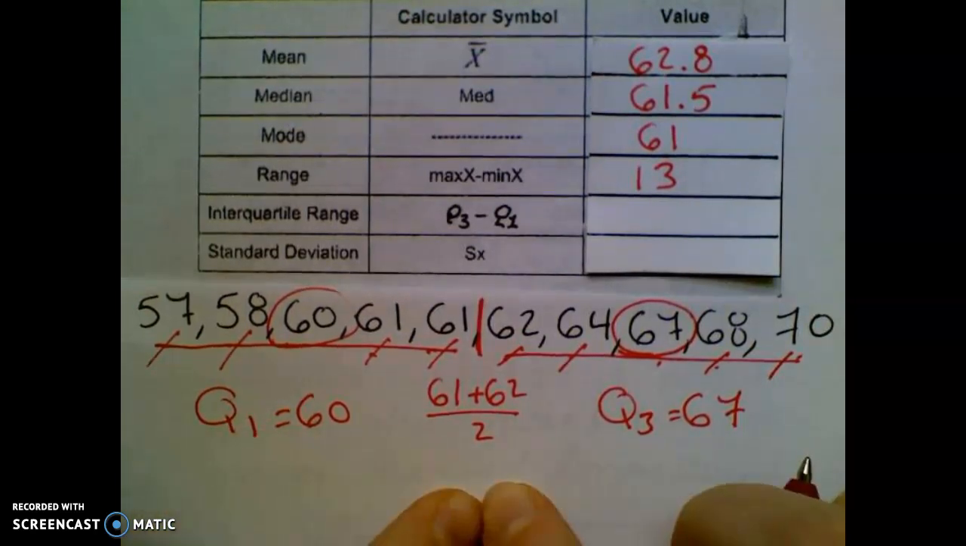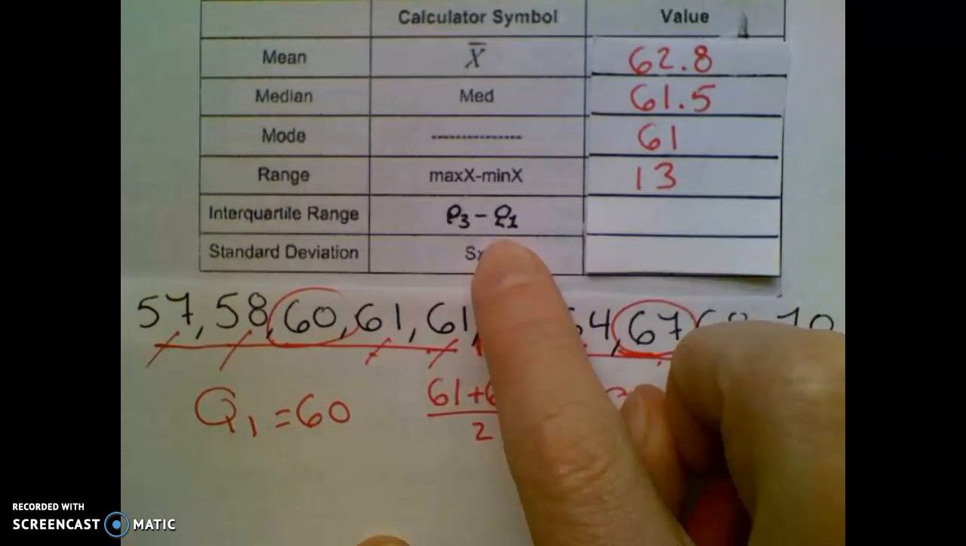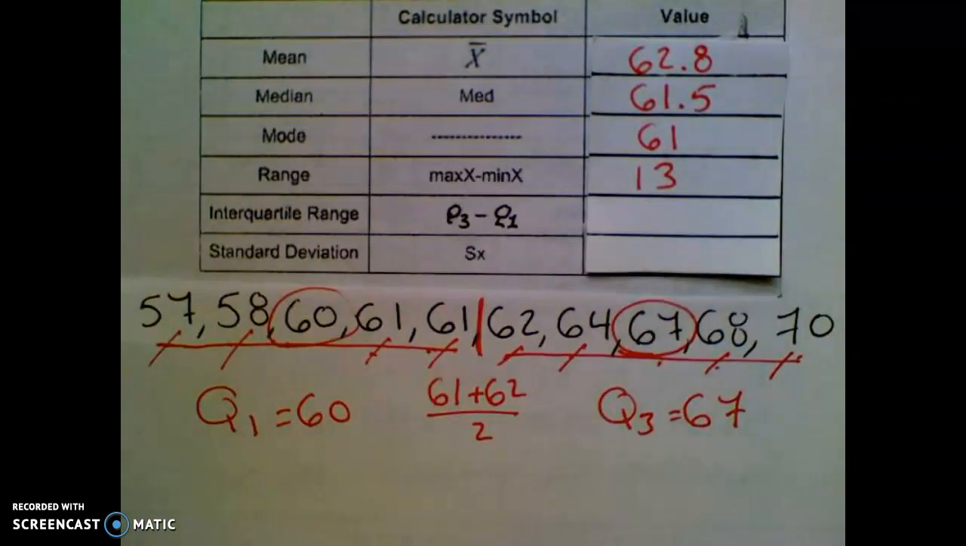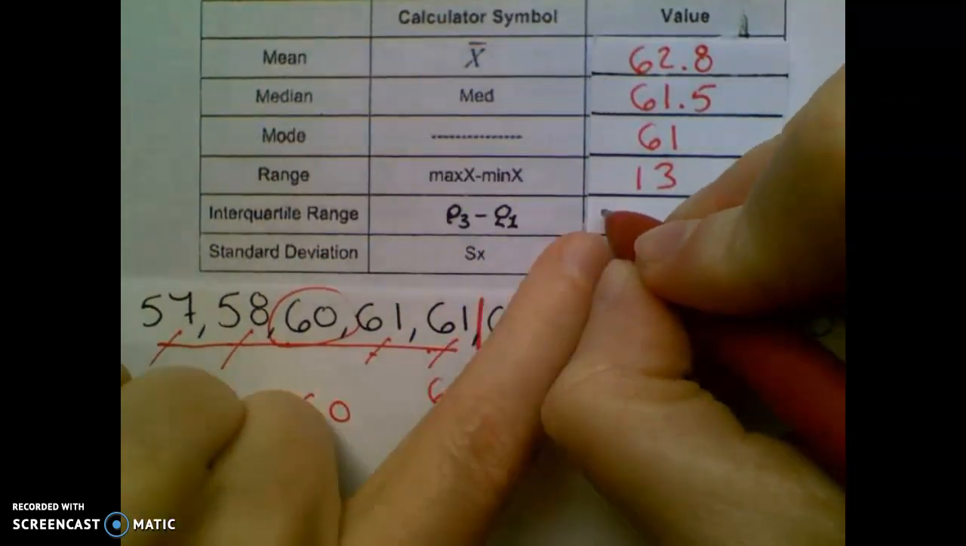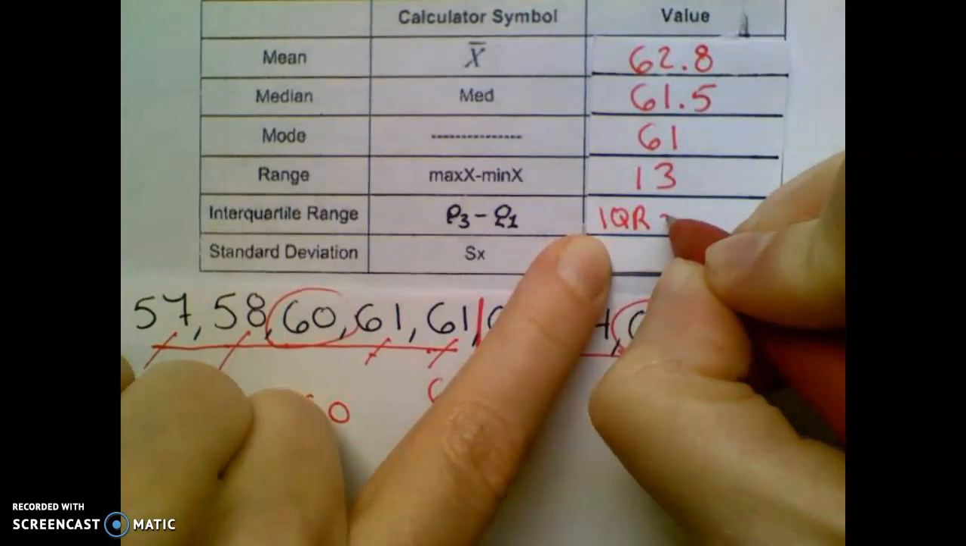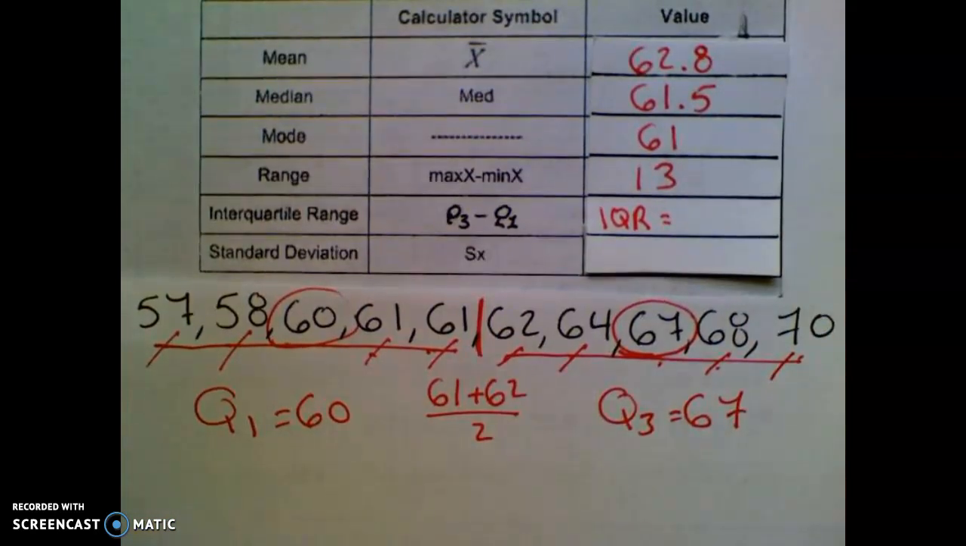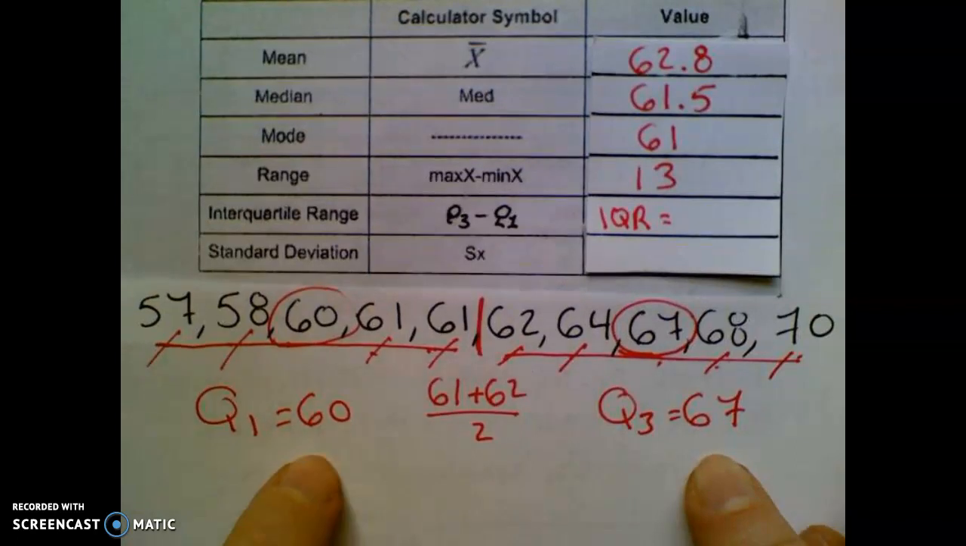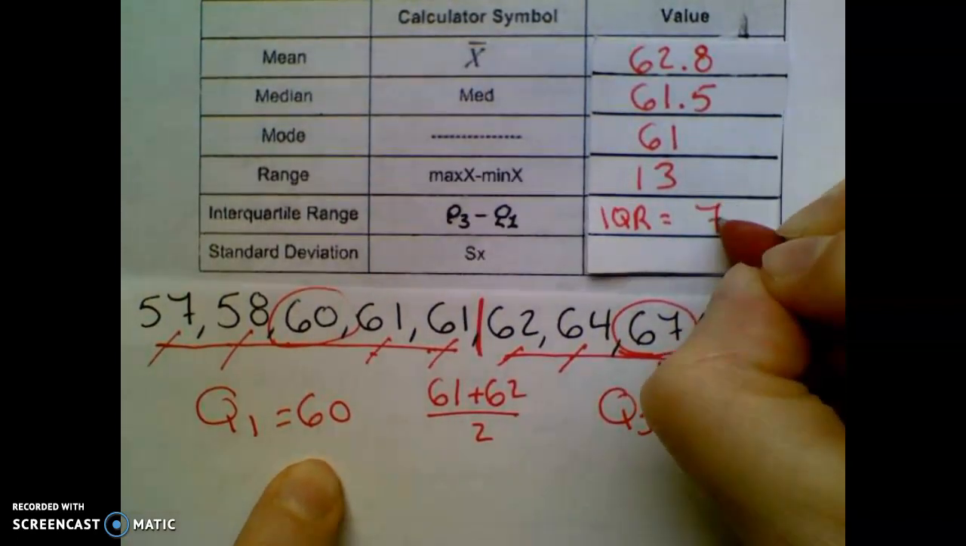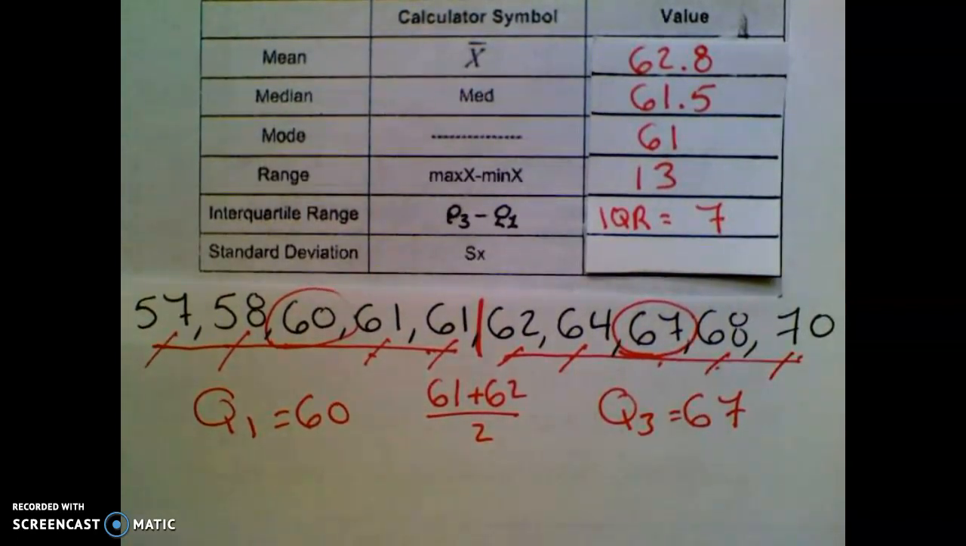The difference between those two numbers is just Q3 minus Q1, my interquartile range. Also, we usually just shorten this and say IQR, and you'll talk about that a little bit more tomorrow when you do outliers and stuff. But 67 minus 60 is just 7. My interquartile range is just 7.